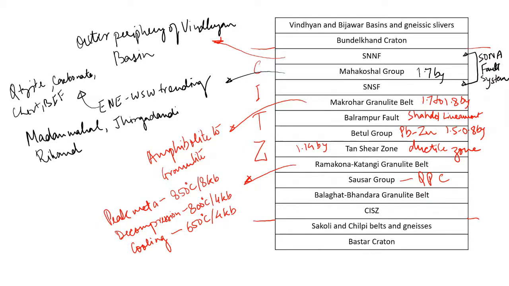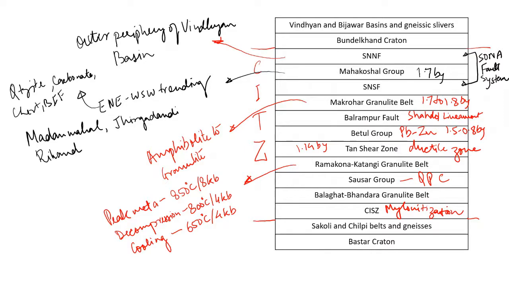The CISZ truncates the dominant north-south structural trends of the Kotri, Dongargarh, Sakoli, Sonakhan belts of Bastar Craton. This is marked by intense mylonitization. The lithology consists of granitic gneisses and other supracrustal lithologies.